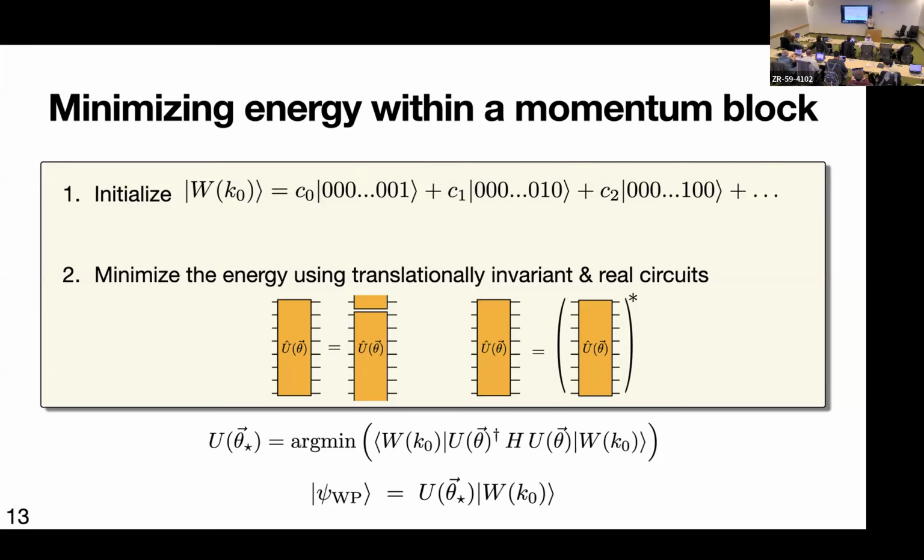The number of angles is linearly proportional to the system size in this case? No, it's independent of system size. It's actually going to be more proportional to the correlation length. Okay, essentially because we have this translationally invariant structure, yeah, it makes sense.